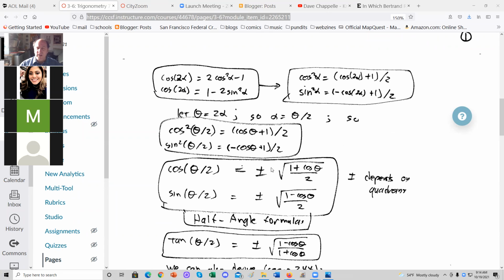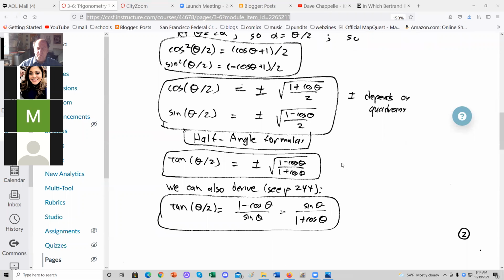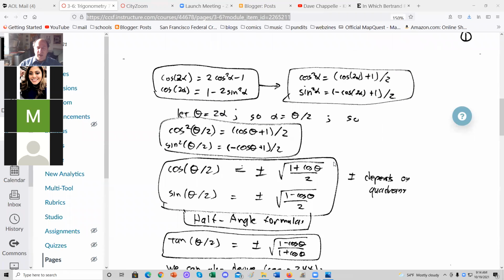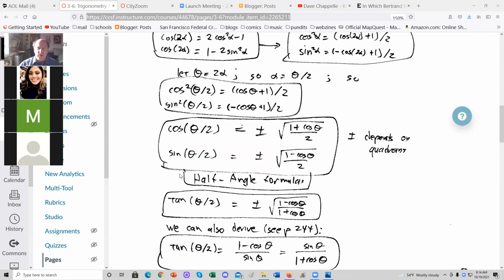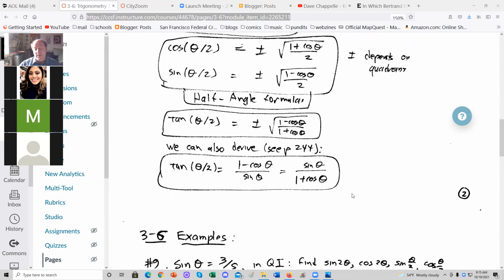Which it is, plus or minus, depends on what quadrant theta over 2 is in. And similarly, if we take sine over cosine as tangent, then tangent of half theta, after dividing this out, comes out to plus or minus the square root of 1 minus cos theta over 1 plus cos theta. Now this plus or minus is a minor pain in the neck. It turns out that we can derive, and the book has it on page 244, a formula without any plus or minuses. So tangent of half theta is 1 minus cos theta over sine theta, and it also equals sine theta over 1 plus cos theta.